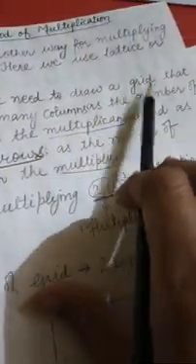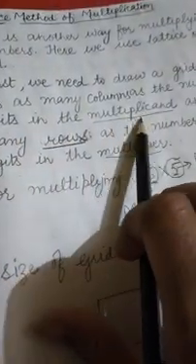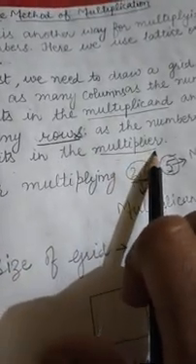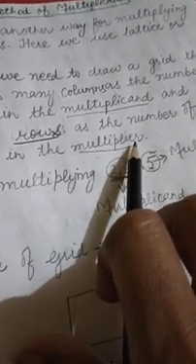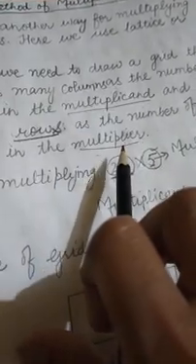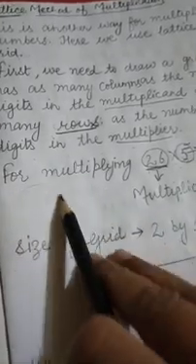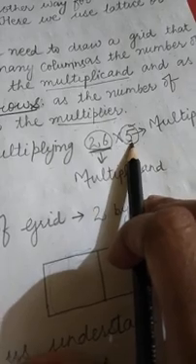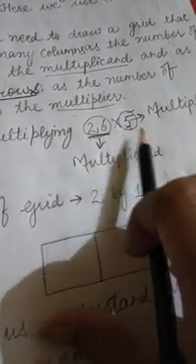Firstly, how to draw the grid? We need to draw a grid that has as many columns as the number of digits in the multiplicand and as many rows as the number of digits in the multiplier. I hope you know what a multiplicand and a multiplier are. Here is an example: for multiplying 26 by 5, 26 is the multiplicand and 5 is the multiplier.